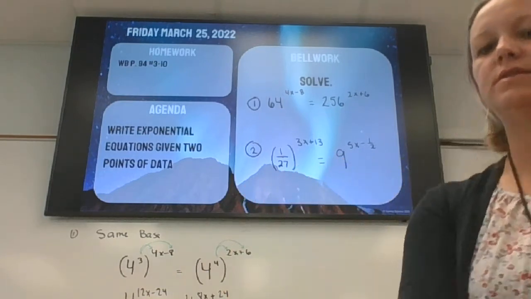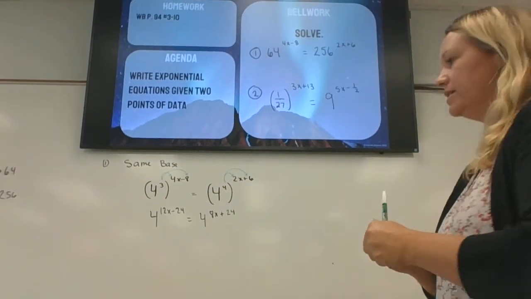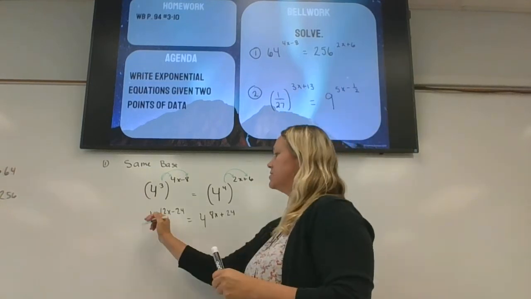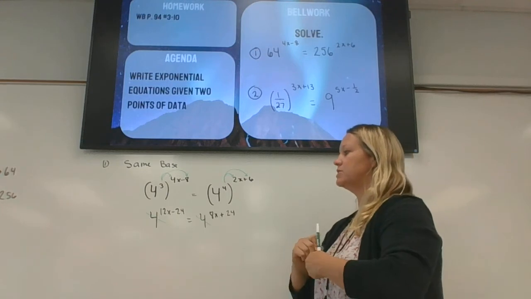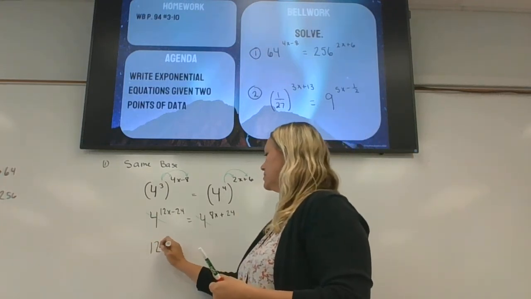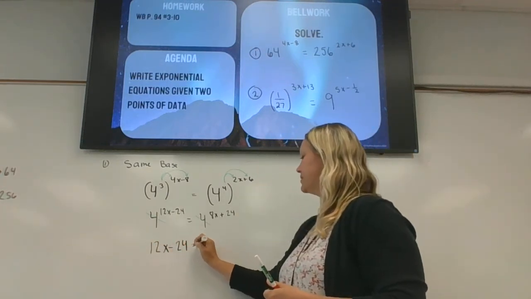And then once you get the same base on both sides, you can equate exponents, which sometimes we say drop the base, but really what we're doing is just setting the exponents equal to each other. That's a property of equality.